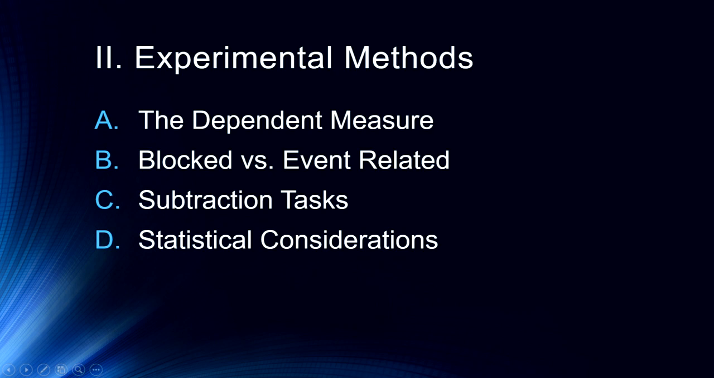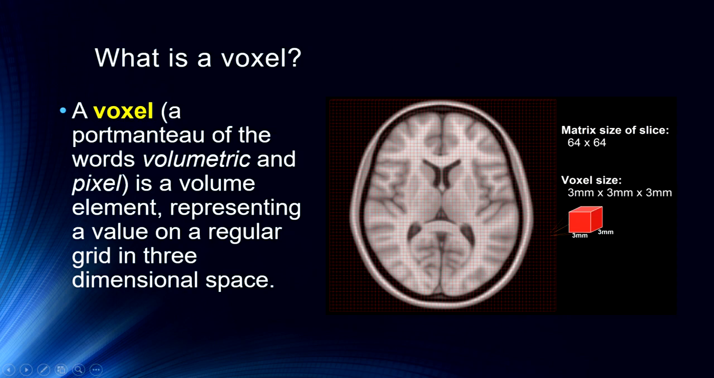So the first part off the bat is we have to introduce some new lingo, and that is, what is a voxel? A voxel is a portmanteau of the words volumetric and pixel. And just a side note, portmanteau is one of my favorite words in the world because, I don't know, I just love it. So email is a portmanteau, for example, of electronic mail. So voxel is a volumetric pixel. It's a volume element, and a pixel is these things you see on the screen you're looking at right now.